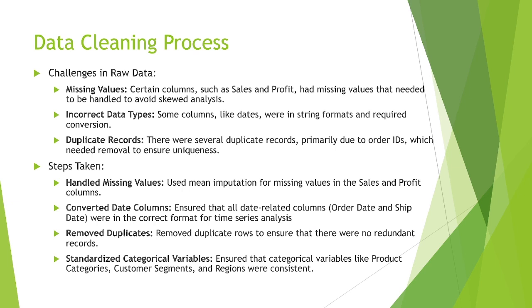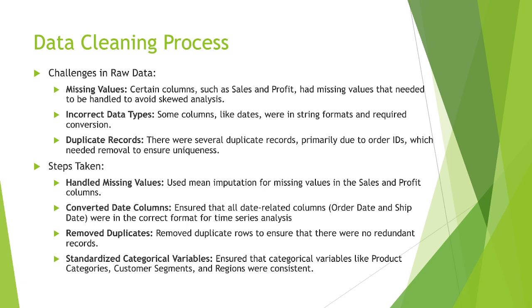Here is the data cleaning process. Challenges in raw data: missing values. Certain columns such as sales and profit had missing values that needed to be handled to avoid skewed analysis. Incorrect data types: some columns like dates were in string formats and required conversion. Duplicate records: there were several duplicate records, primarily due to order IDs, which needed removal to ensure uniqueness. Steps taken: how to handle missing values, how to convert the date columns, and how to remove the duplicates and standardize categorical variables.